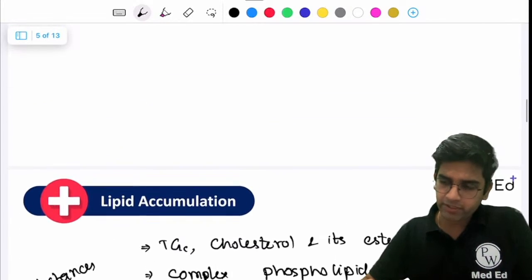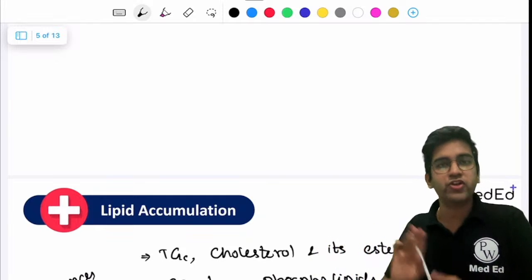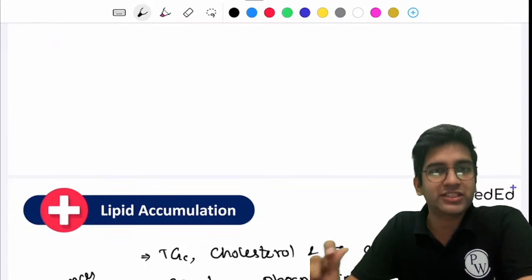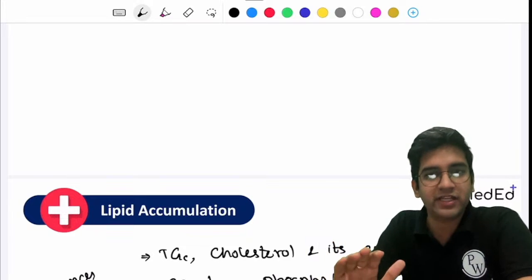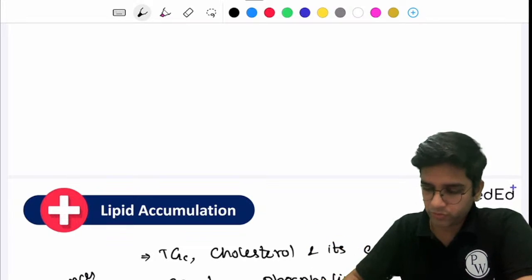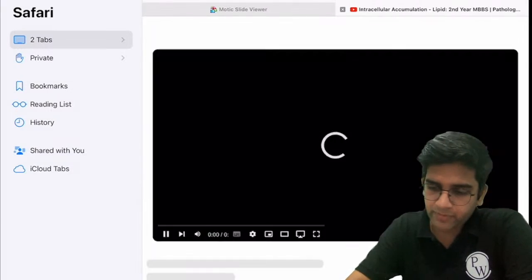Before going to lipid accumulation, be it the book or the notes, I want you guys to comment what are the various types of lipid you know. You must have finished your biochemistry. What are the various types of lipid you know? Whatever comes to mind, you tell. Any type of lipid you know?